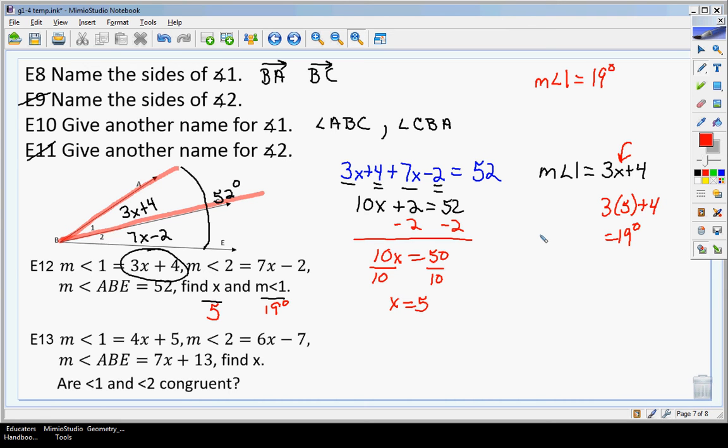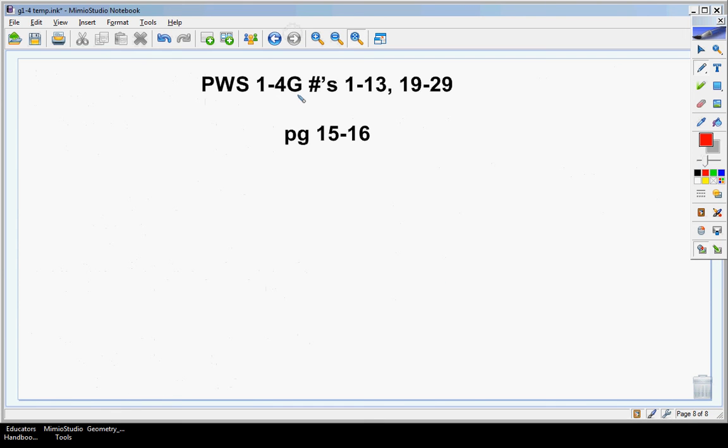Do I need to work out number 13, or is everybody good? We understand the concept. Then your assignment is from your workbook. You're going to do the 1-4G. It should be 15 and 16 in your workbook. You're going to do 1 through 13 and 19 through 29.